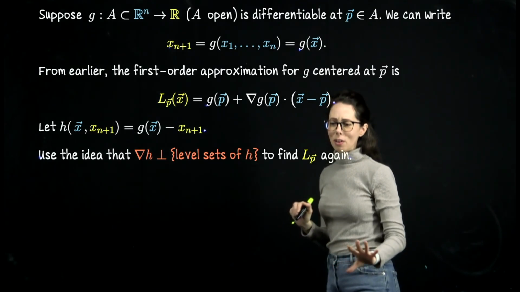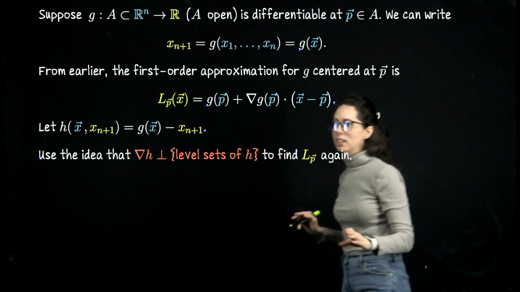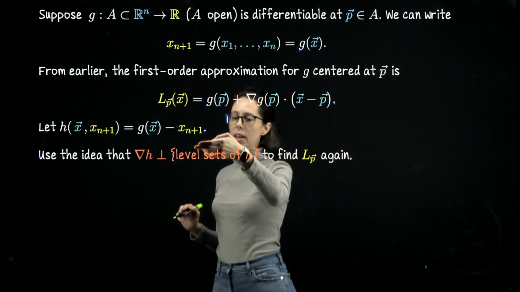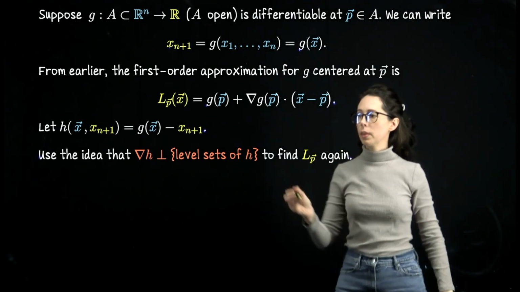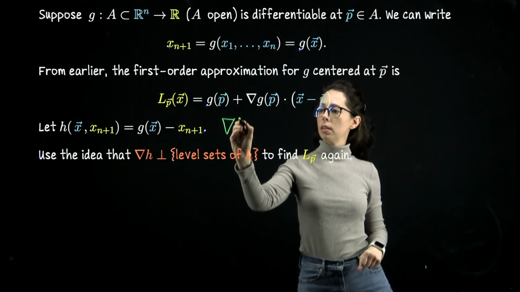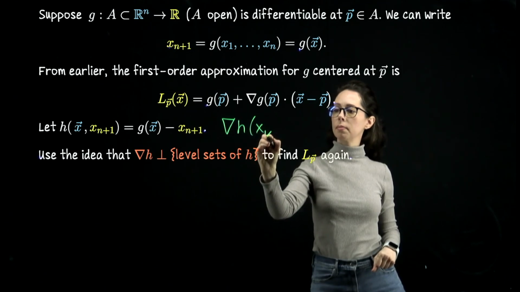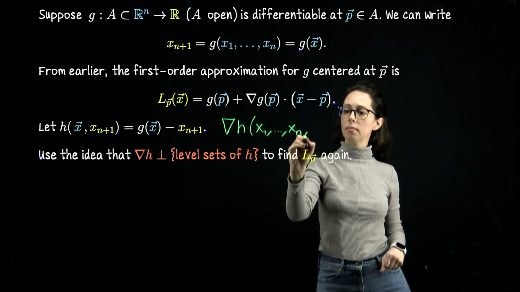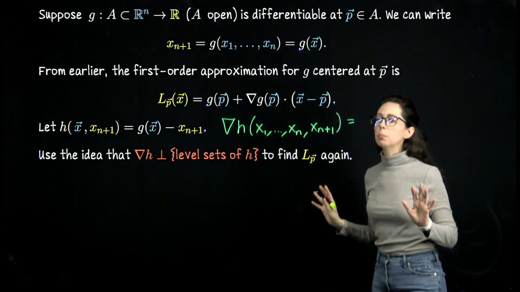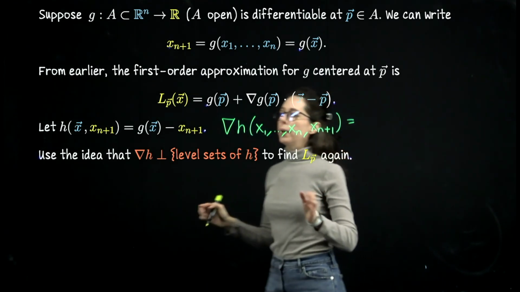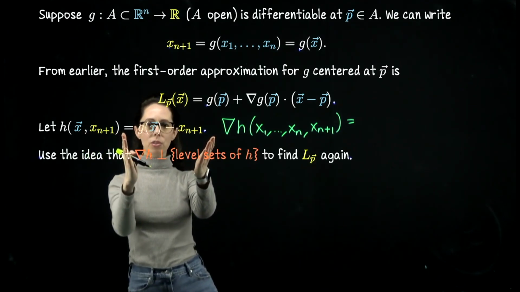Because I'm running out of space already, let me take this definition of h here and use it to immediately write down the gradient of h just in general. So the gradient of h, anywhere in R^(n+1), you would compute by computing the partial derivatives of this right-hand side here.